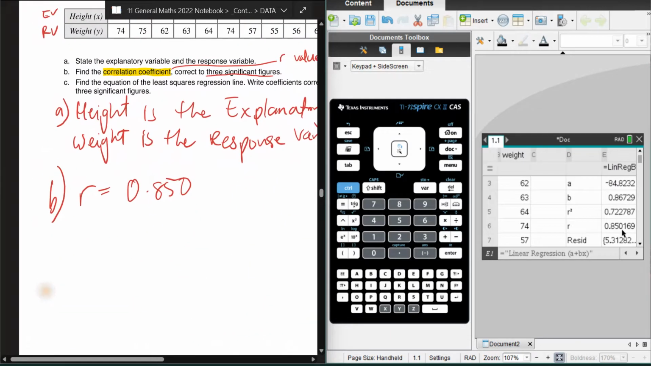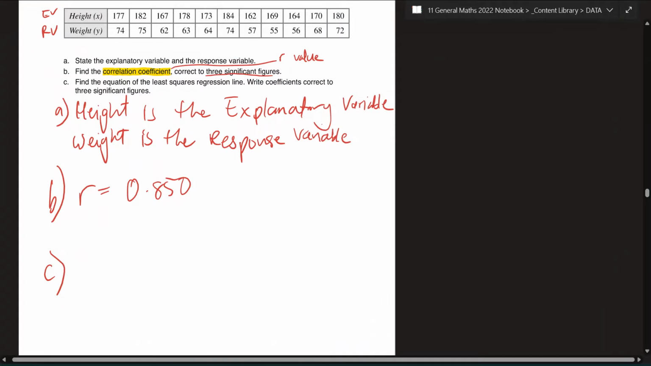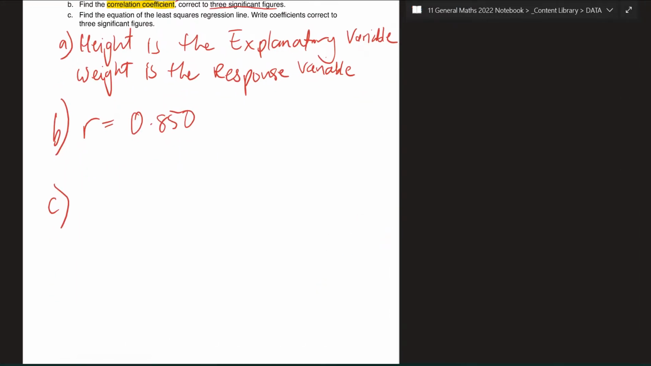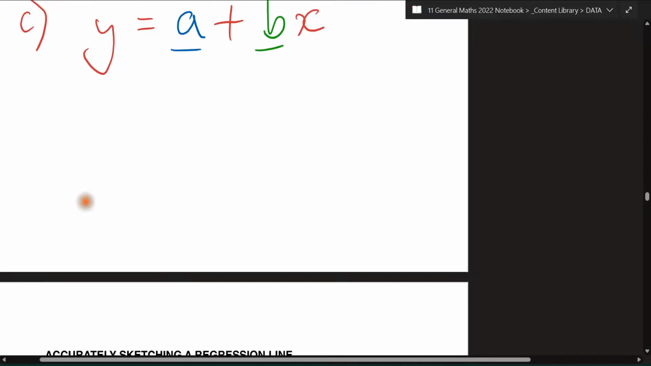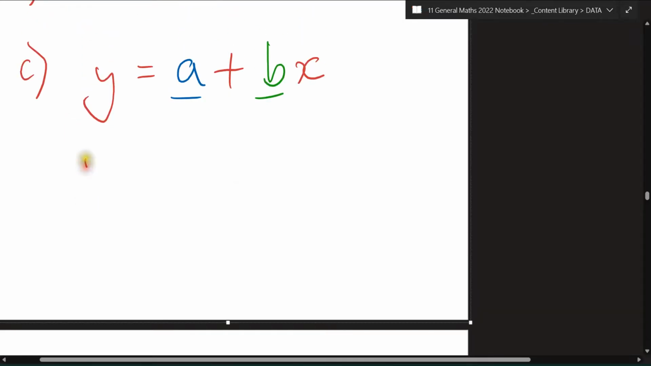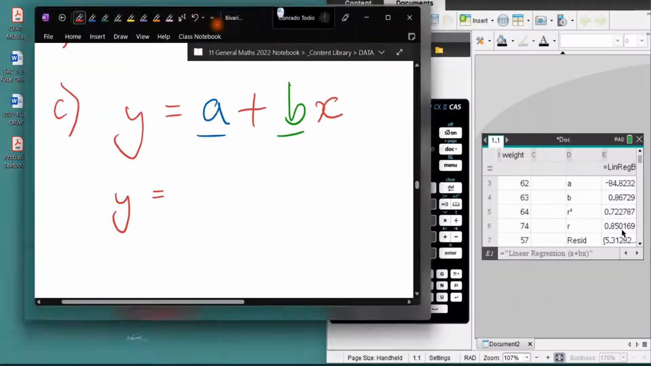All right, and then question C. We now need to find the equation. So remember, your equation for any formula is always going to be in this form. Y equals A plus BX. What you're changing here is A and B, to whatever A and B is on your calculator. So you've got Y equals, and my A value was.